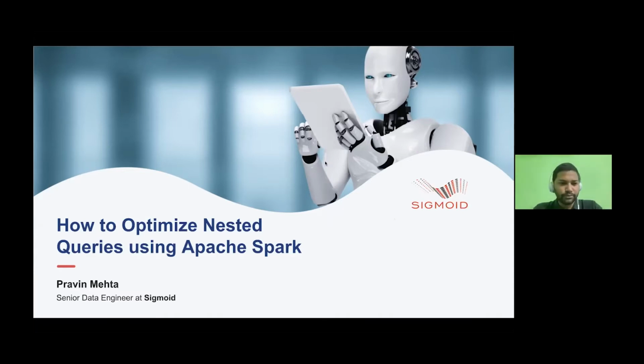Hi, everyone. So today we'll be discussing how to optimize nested queries using Apache Spark. I'm Pravin Mehta, and I'm Senior Data Engineer at Sigmoid. As Sudeep said, we deal with all the big data technologies around here. So let's start.